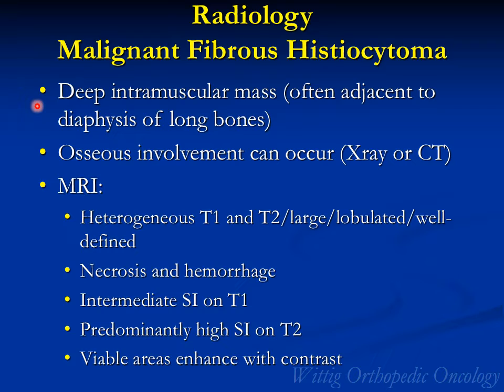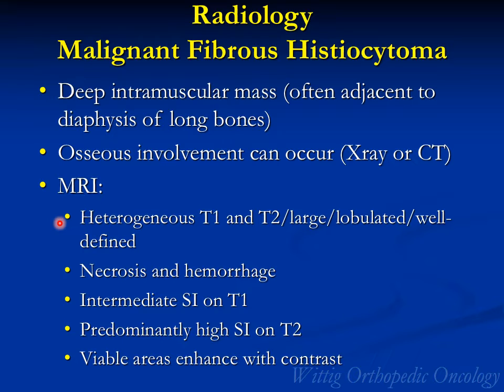An MFH usually presents as a deep intramuscular mass as opposed to an intermuscular mass, often adjacent to the diaphysis of long bones. Osseous involvement can occur, which is detectable on an X-ray or a CT, and you can have direct invasion or you can have a skip metastasis into the adjacent bone. MRI is very nonspecific. However, it usually shows a heterogeneous mass on both T1 and T2 weighted images because there's significant hemorrhage and necrosis within this rapidly growing high-grade malignancy.